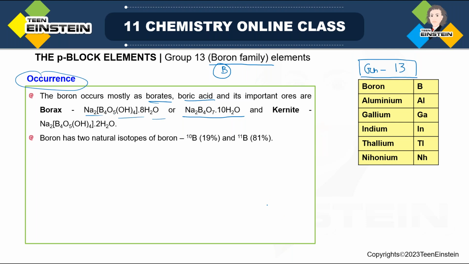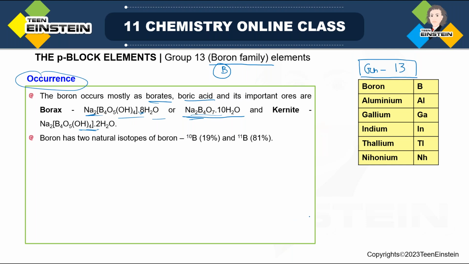You can also write the formula like this. Here, the direct bonding with sodium is actually ionic, so that is why sodium is outside this bracket. But in general, it is easier to write a total of 2 sodium, then 4 boron, so it is written in this way. Then we have kernite. Now kernite has some similarity, only this number is different.